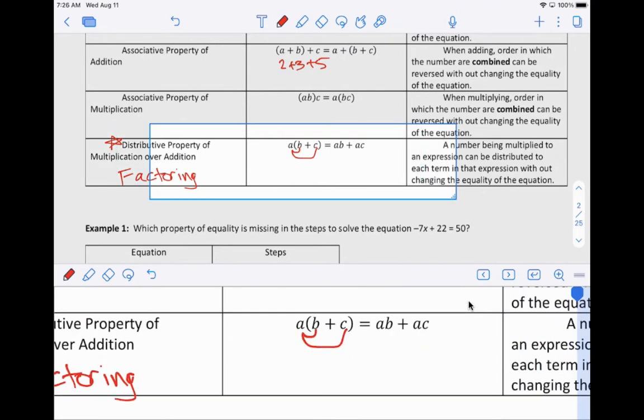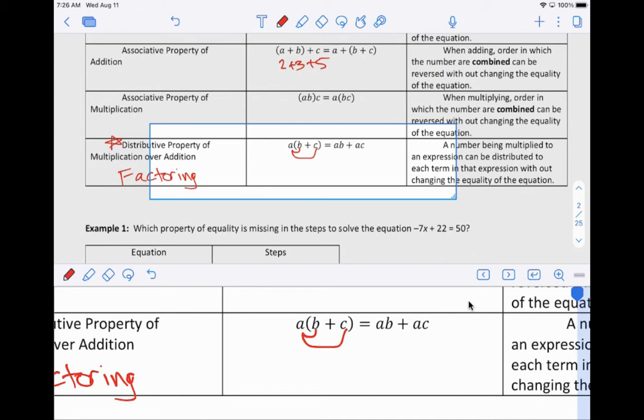Distribution. If you have something on the outside, something that's being multiplied to two different things, then you are more than welcome to multiply it to each of those things. You distribute, you pass it out inside the function, or I'm sorry, inside the expression.